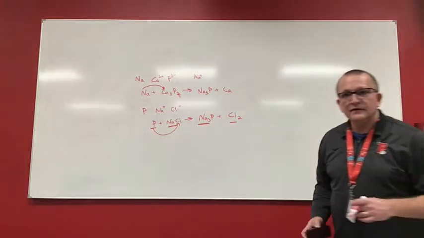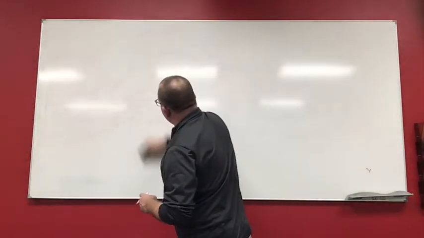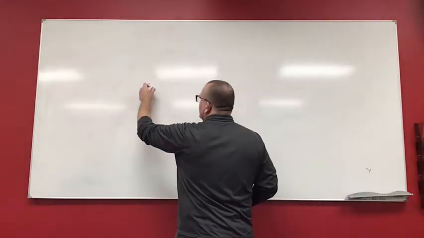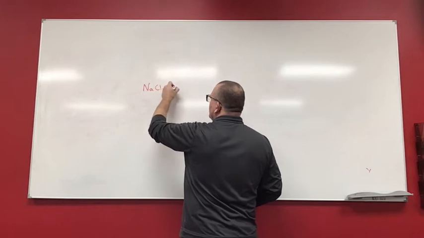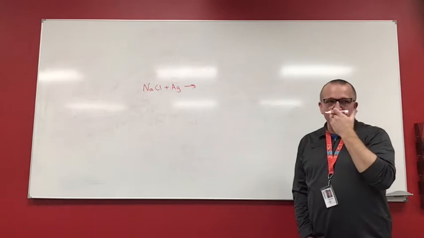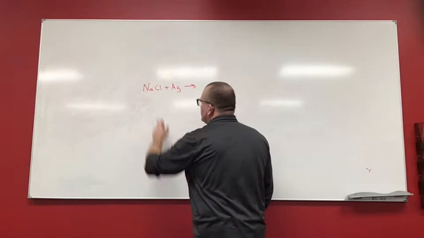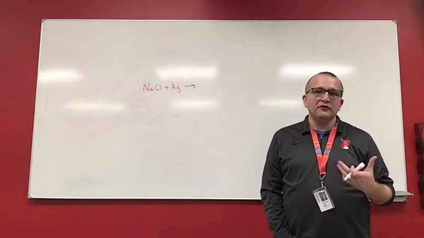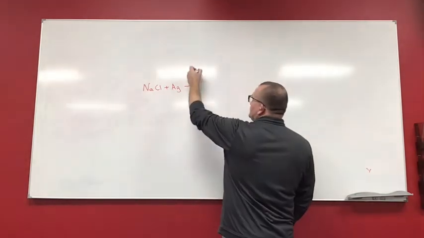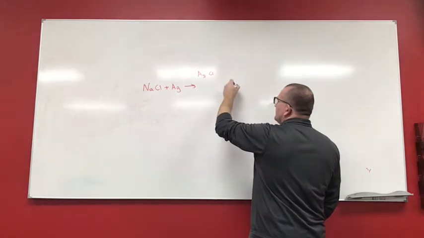Number 8, complete the following reactions. So I look at number 8. Number 8 has NaCl plus Ag. So I look, now Ag is going to replace either the Na or the Cl. So I look on the periodic table. Ag is a metal, Na is a metal. Cl is a non-metal. So like replaces like. So Ag will replace Na. So Ag will go with the Cl, and Na will be by itself.